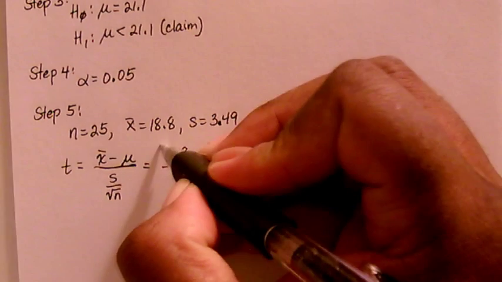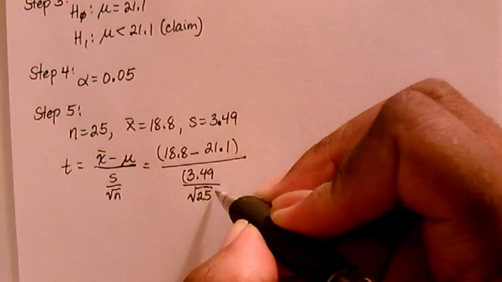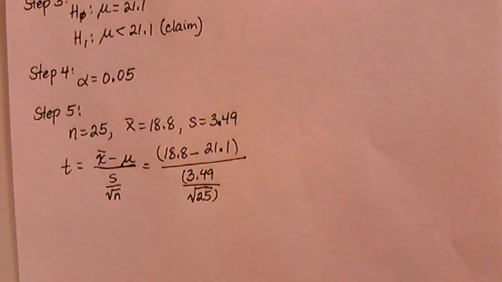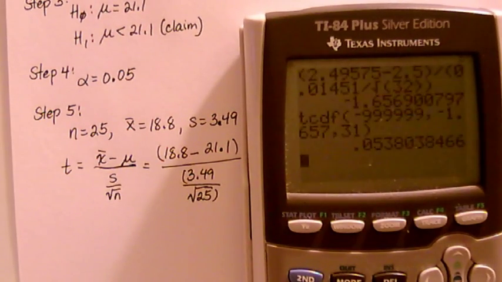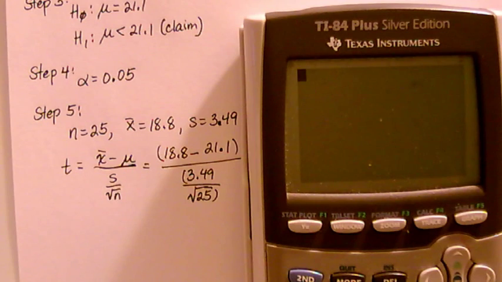Okay, so here the numerator and denominator must be in parentheses in order for you to do this. So using our calculator: left parenthesis 18.8 minus 1.1, close parenthesis, divided by, then left parenthesis 3.49 divided by second x squared for the square root, 25. And in my case, I have to close the parentheses twice.